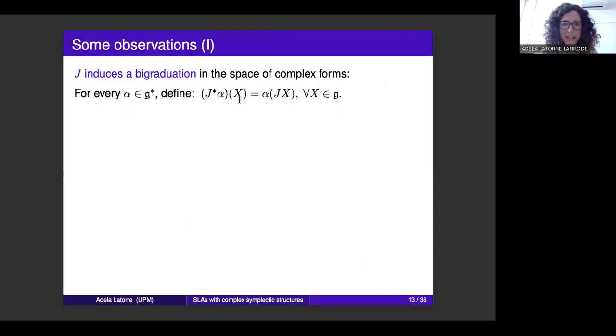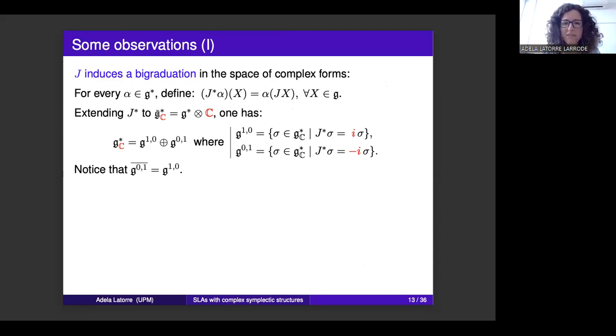But then if we complexify this space, it turns out that the complex structure splits this space into two eigenspaces. We call it (1,0) the one associated with plus the imaginary unit, and (0,1) the eigenspace corresponding to minus the imaginary unit. And as you can guess, these spaces are conjugate to each other.